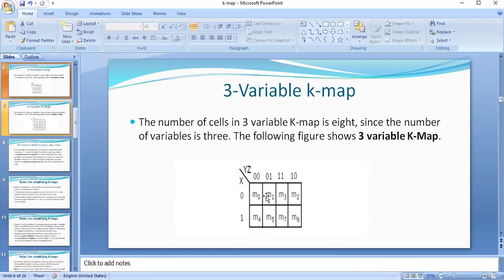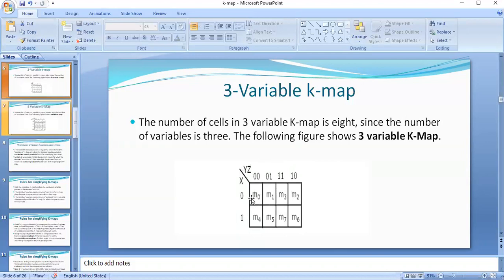Why? Because, for example, when two cells are adjacent, they differ in only one bit position. So for that purpose, we use the Gray code sequence 00, 01, 11, 10. See here, M1 and M3 are adjacent because they differ in only one bit position. So this is the K-map.